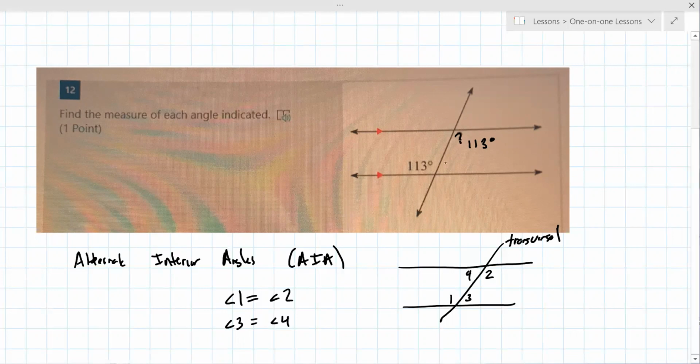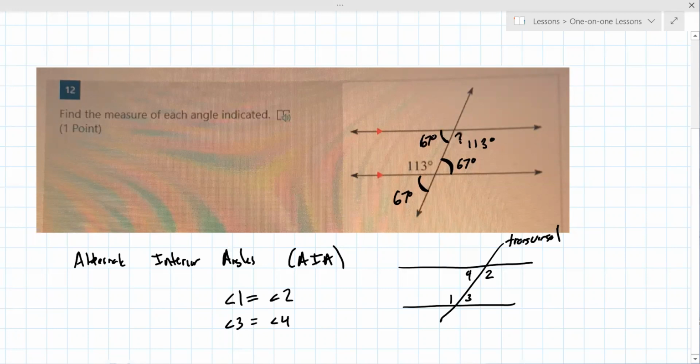Now, do you know what this angle measure is right here that I'm drawing in? Or even this one down here? Do you know how to find that? I think I subtract 113 from 180. Exactly. So that's 67 degrees. And then by vertical angles, these are congruent. So this is also 67 degrees. Alternate interior angles means that this one up here is also 67 degrees.